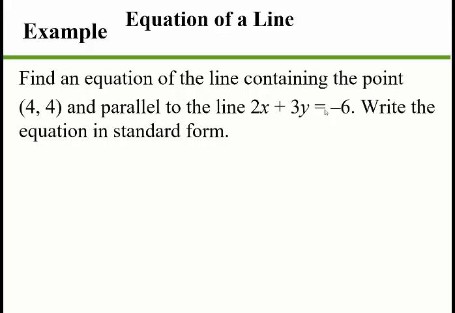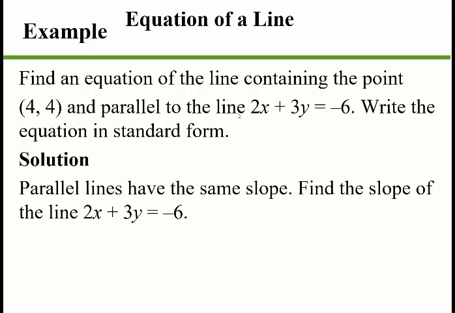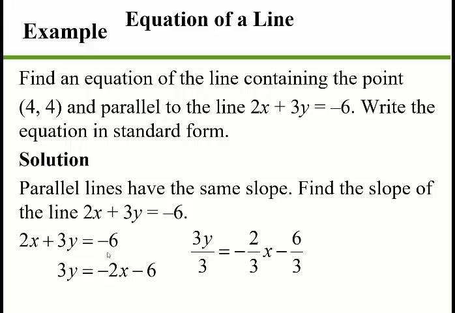I want to write this equation in standard form, ax plus by equals c. Parallel lines have the same slope, so let's start by finding the slope of this line. I'll subtract the 2x over, and then divide by 3. When you simplify, the slope of this line is minus 2/3.